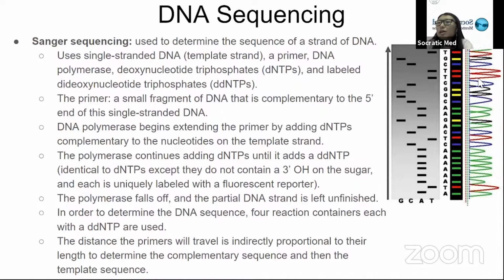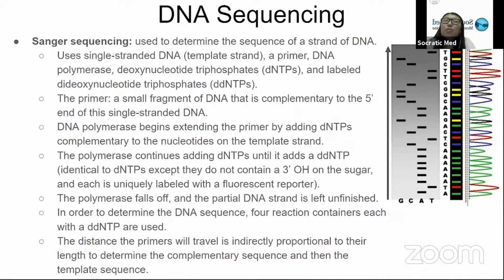So the figure to the right gives a visualization of what you would be looking at. Sanger sequencing uses single-stranded DNA, which is known as the template strand. It also uses a primer, DNA polymerase, deoxynucleotide triphosphates, so these are dNTPs, and also labeled dideoxynucleotide triphosphates, ddNTPs.